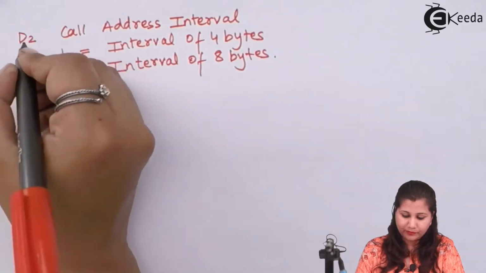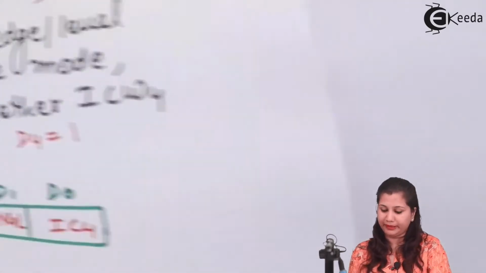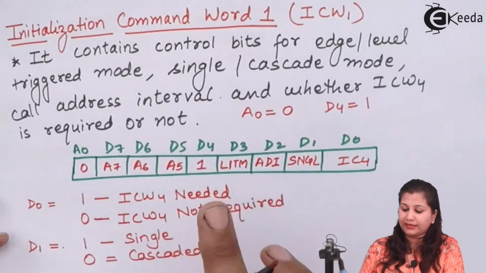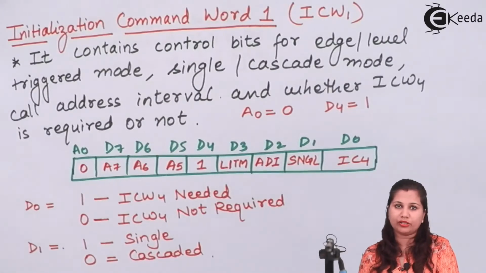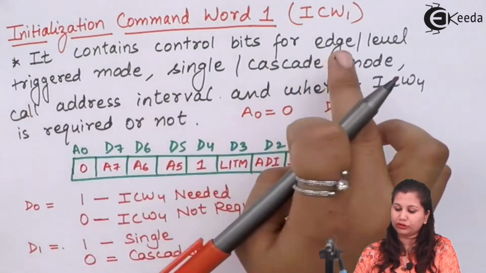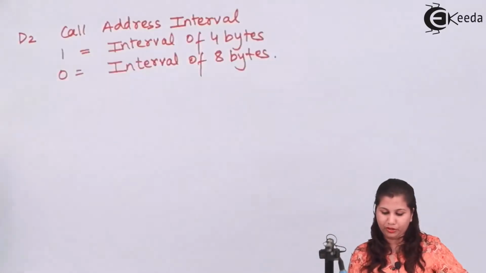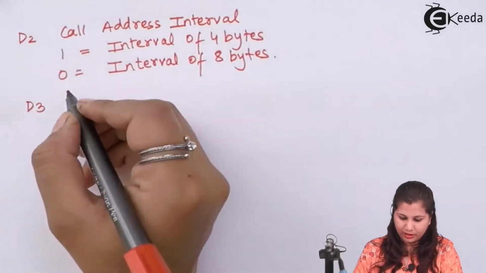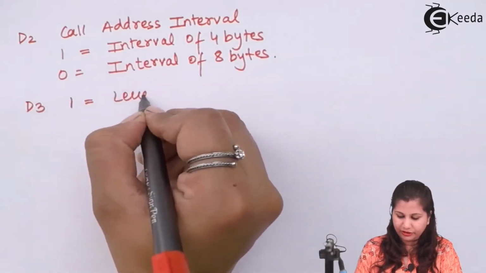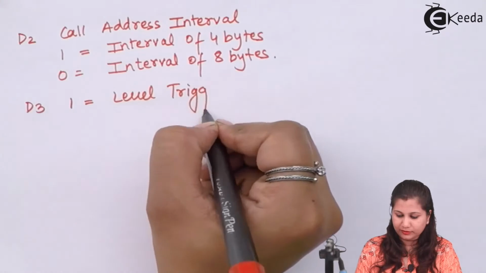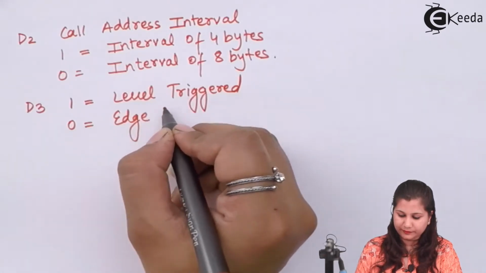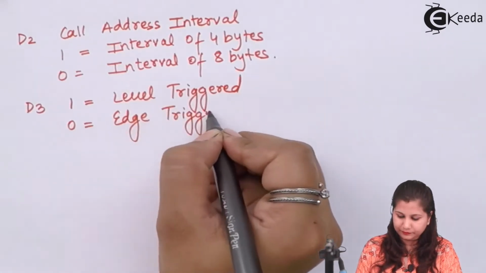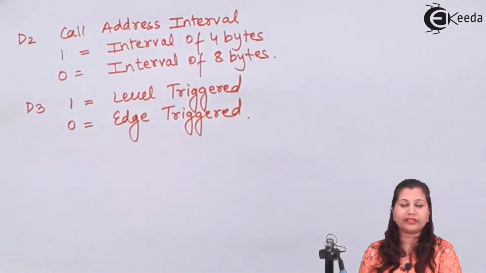Okay. Now next we have the D3 bit. D3 bit is LITM. This bit decides whether the interrupt is level triggered or edge triggered. So this is the control bit for the edge and level triggered mode. If the D3 bit is 1, then the interrupt is level triggered, and if it is 0, then the interrupt is edge triggered. So triggering, whether level or edge, is decided by the D3 bit.